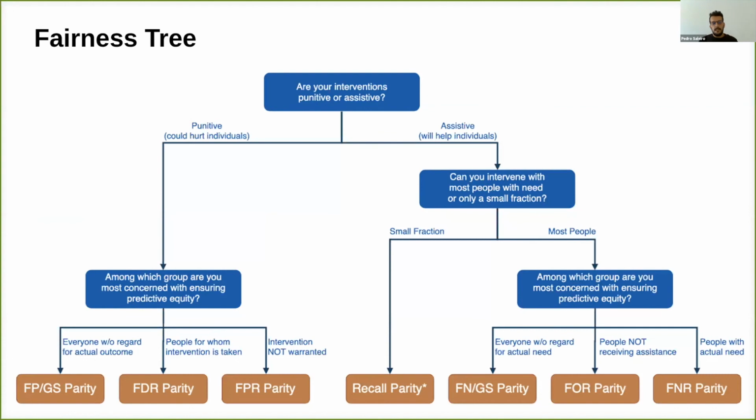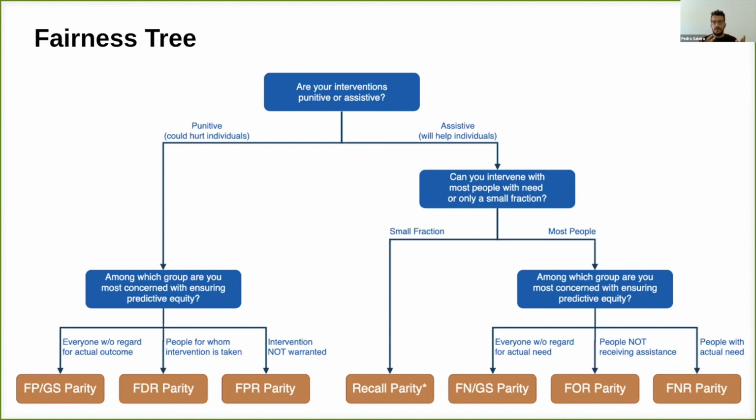So the work that we have been doing is on creating this fairness tree, which can be seen as a framework. Our idea is not to be too prescriptive, but more to help our stakeholders and partners navigate through all these possible metrics, and by answering specific questions, narrow down the range of possibilities. So we really start at the roots. The most important question is, are our interventions punitive or assistive? And this really changes the types of errors you care about.